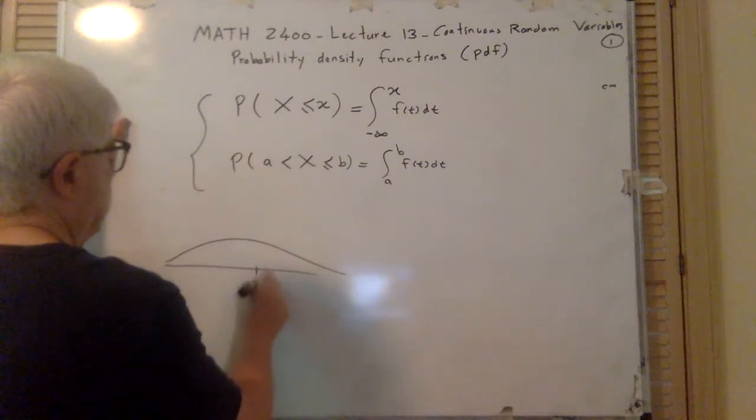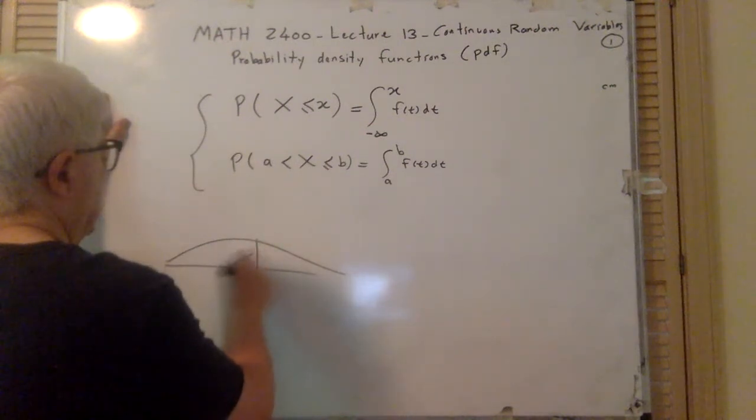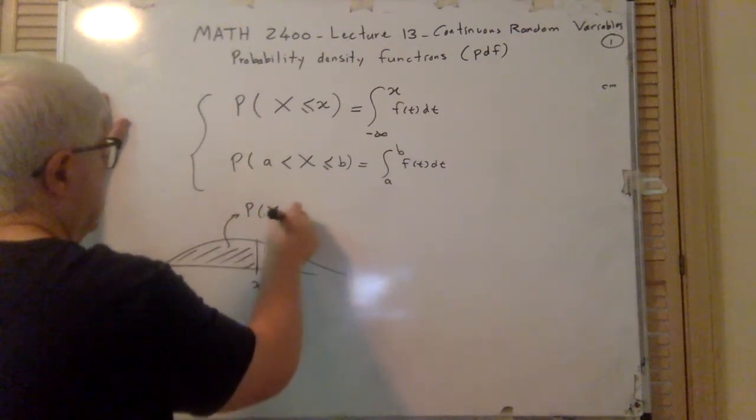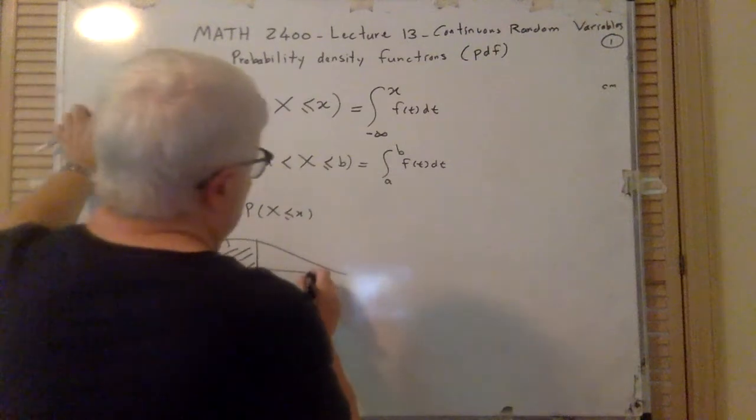So if this is point x, this is the probability that the variable is less than x.